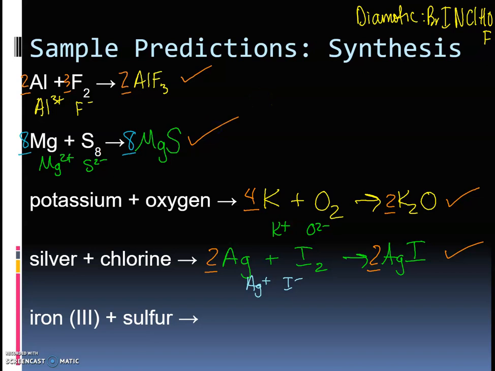And lastly, we have our iron and sulfur. Fe plus S. Okay, it's telling me iron is making a 3+. That's what it meant by that oxidation number. So I have Fe3+, sulfur's sulfide, so that's S2-, crisscross, I get Fe2S3, and then balance it out. So we need a 2 there and a 3 there to balance.